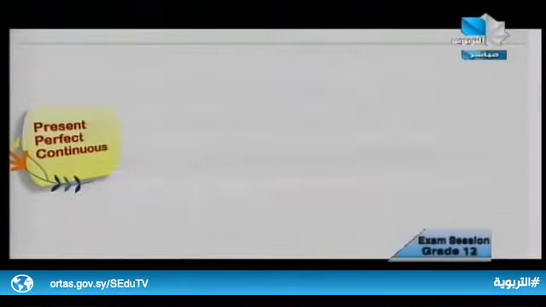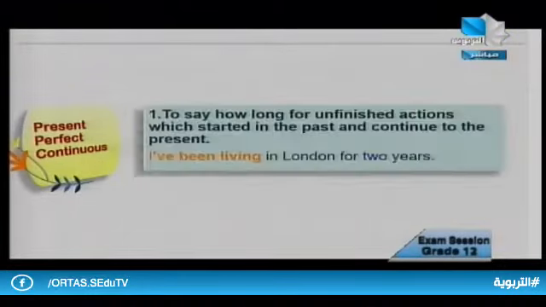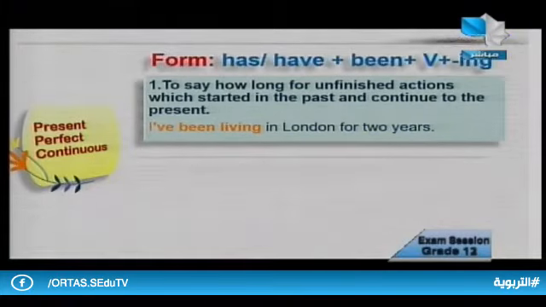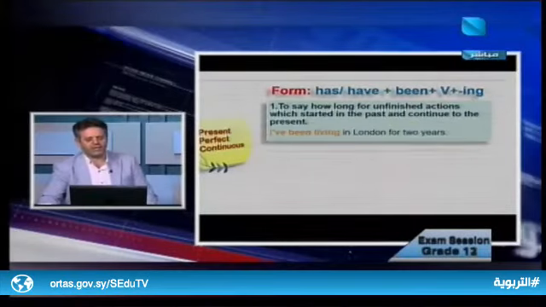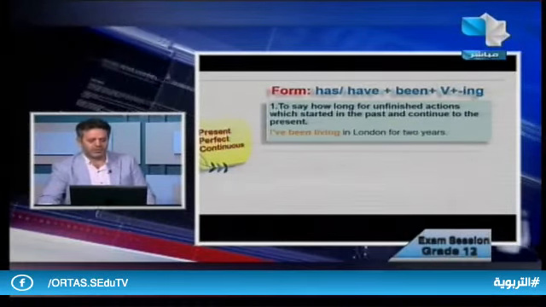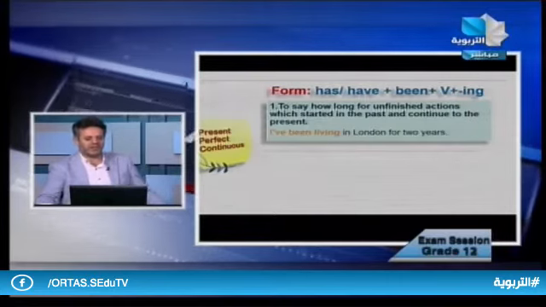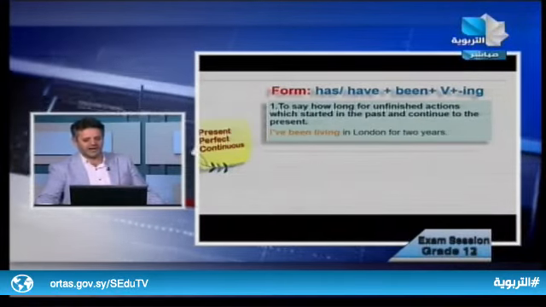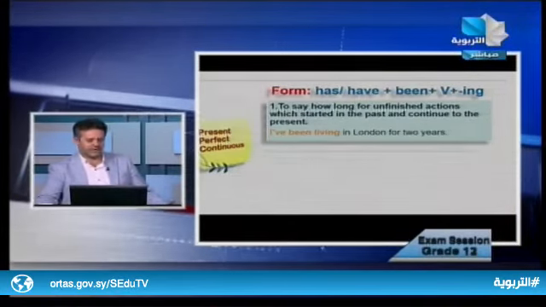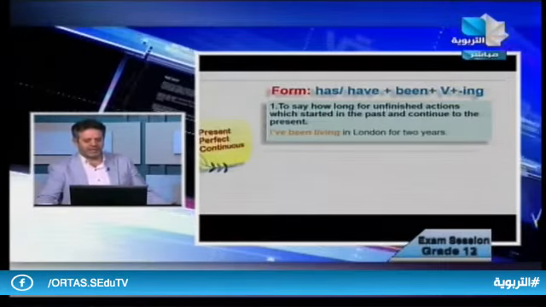Yes. Present perfect continuous. The form, which is the subject plus have or has plus been plus verb ing. The use, we use the present perfect continuous to say how long for an unfinished action which started in the past and continues to the present. Example, I have been living in London for 2 years.